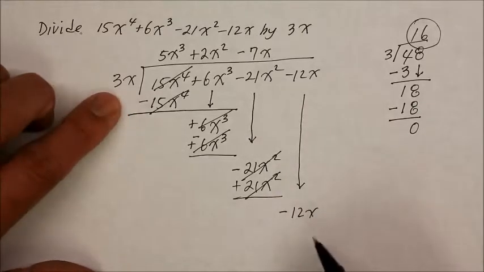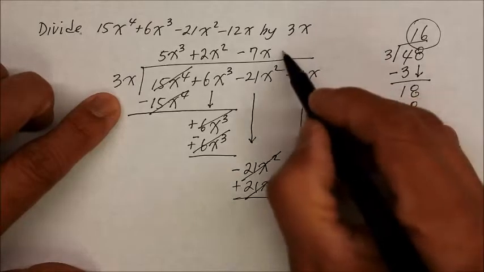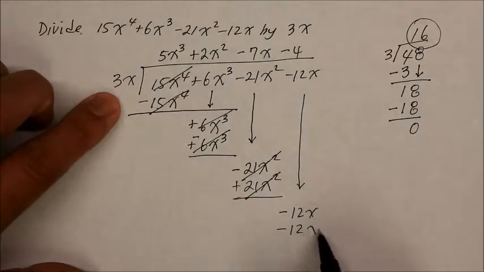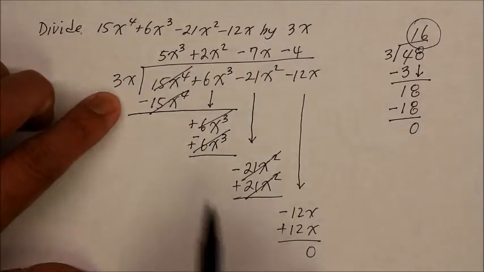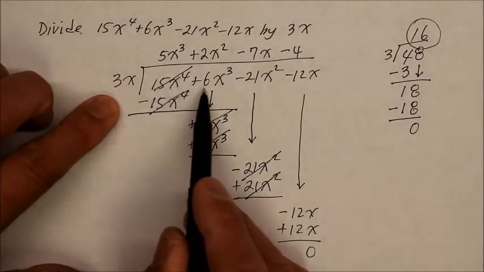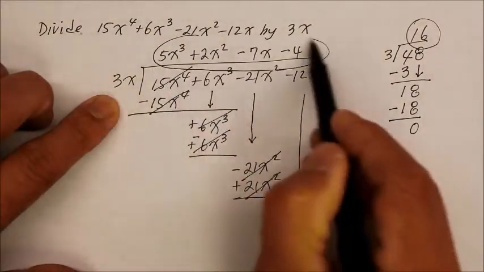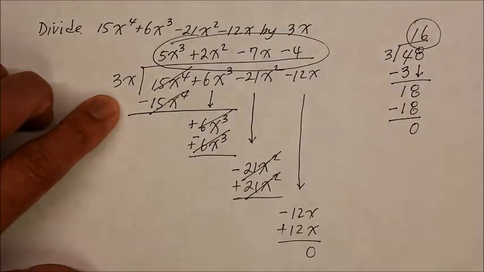And so the last term comes down as negative 12x. And how many times does 3x go into negative 12x? You would say negative 4 exactly. So negative 12x, make it opposite, 0. So 3x goes into 15x to the fourth plus 6x cubed minus 21x squared minus 12x this many times. That's the quotient, and that becomes the answer.